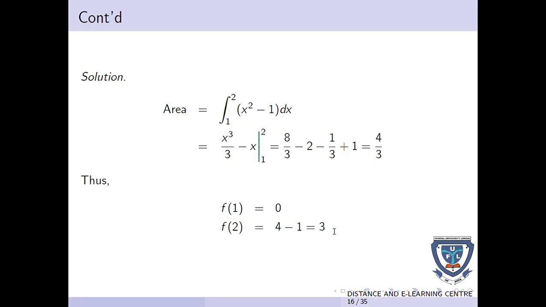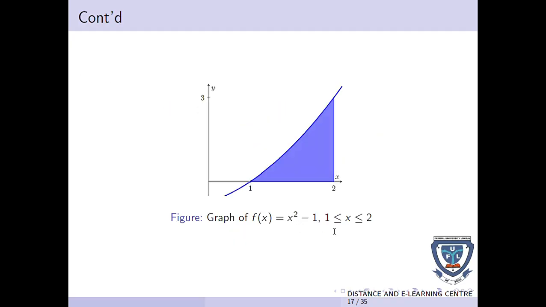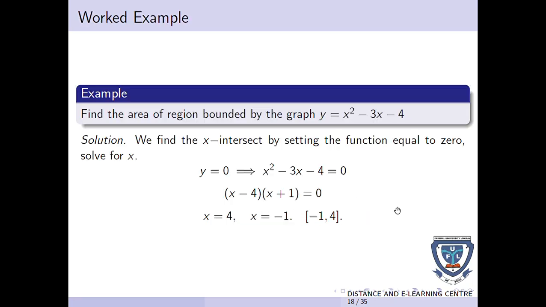So this information will guide us to plot the graph and shade it. This graph represents the graph of f of x equal to x squared minus 1 over the interval 1 to 2. The blue part is the shaded region that we are making reference to. Let's look at another worked example.